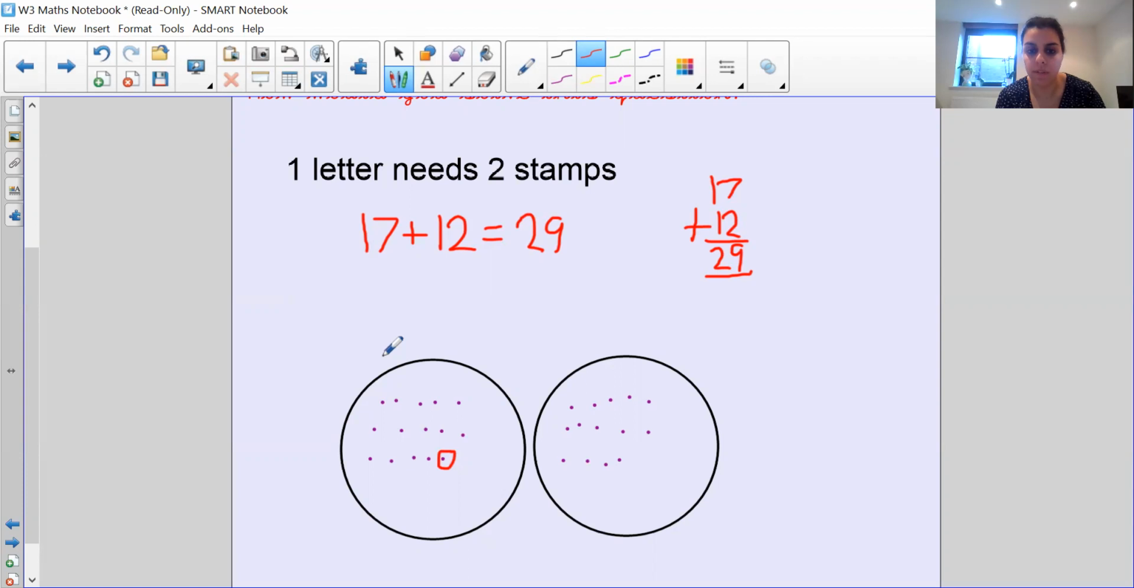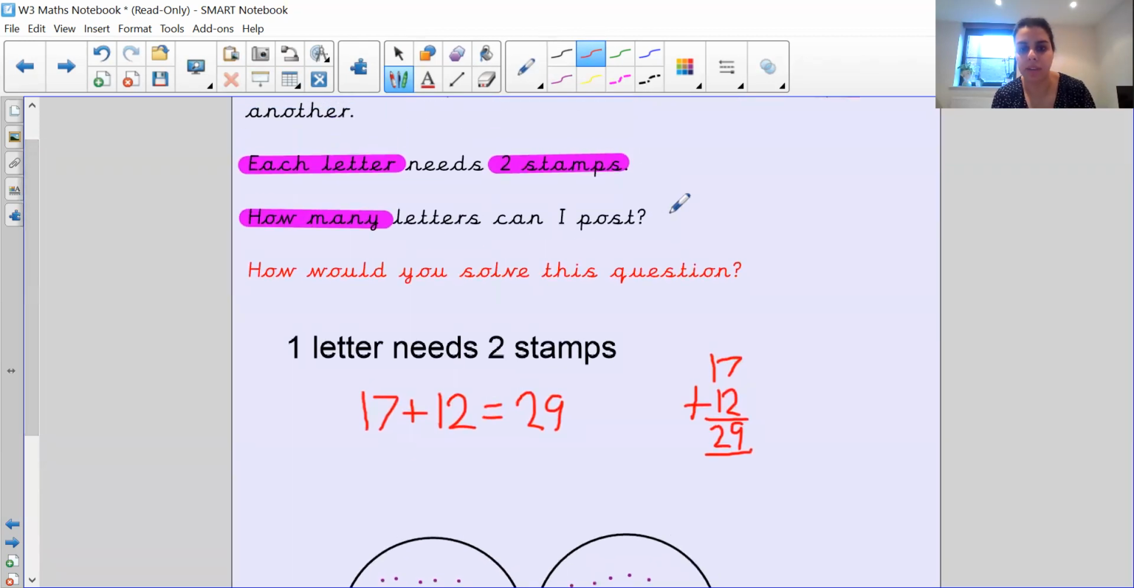Okay, if you got 14, fantastic. So I've got 15 in this circle, that's including this extra one here, and 14 here. So my answer is 14, because I can't send half a letter. With this one stamp, I need 2 stamps. So my answer is going to be 14. So how many letters can I post? My answer is going to be 14 letters. And you're going to have 1 stamp left over.